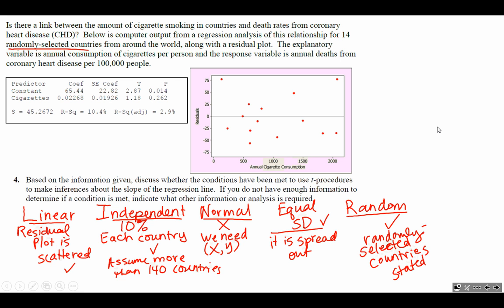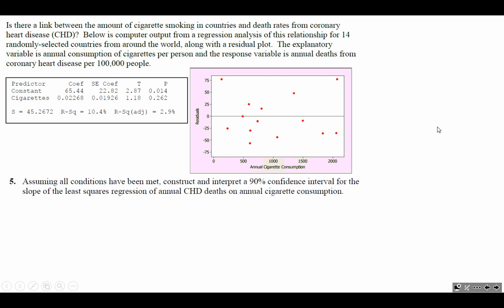So that's LINER number 5. Assuming all conditions have been met, yay, we like that. Construct and interpret a 90% confidence interval for the slope of the least squares regression of annual CHD deaths on annual cigarette consumption. They actually want us to do the state, plan, do, conclude.